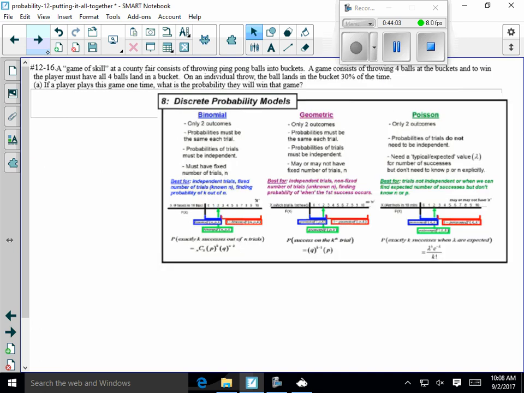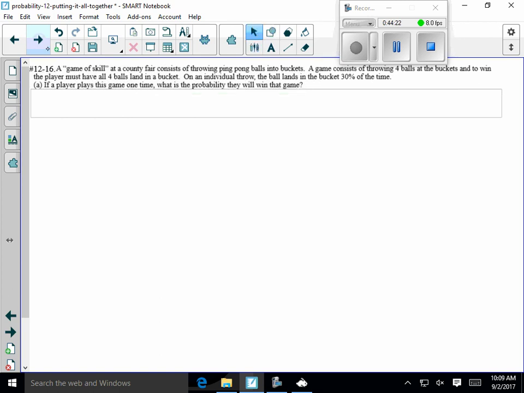Okay, so we have to have 2 outcomes, and that's going to change depending on the problem. We'll analyze that a little bit further. Whether the probability is the same for each trial, we'll investigate individually. The trials are independent. Presumably, every time you toss the ball, it's independent of any other trials. And we have a fixed number of trials here. So we're going to use the binomial model.